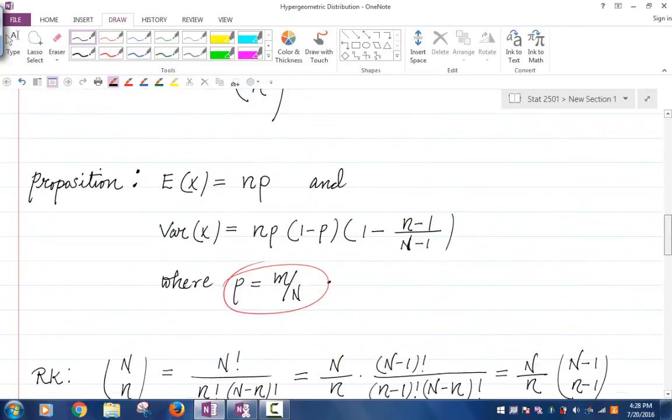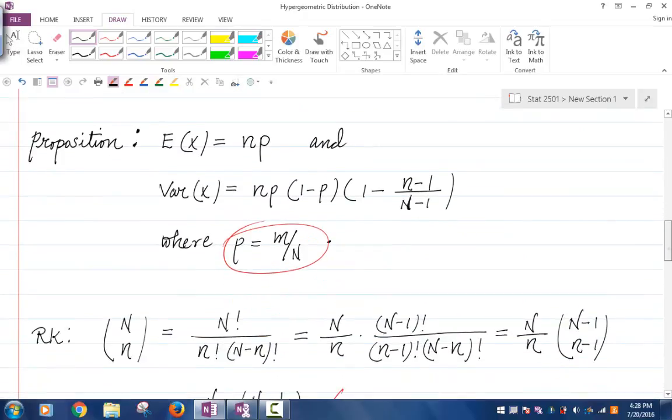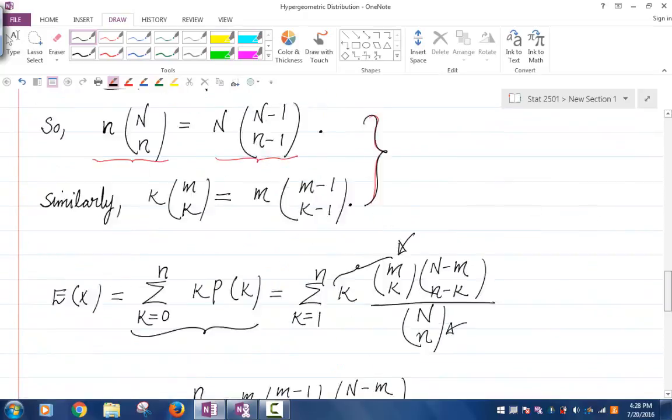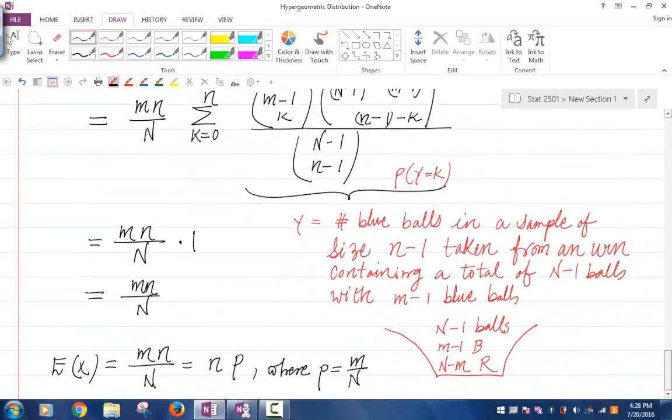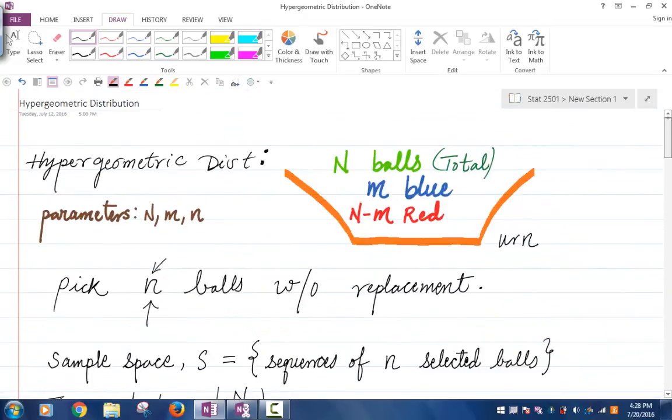So this is how we can derive the expectation of x. The variance of x can also be derived in a similar way, so I'm not going to go over that. So this ends the discussion on the hypergeometric distribution. In the next video we will look at the Poisson distribution.